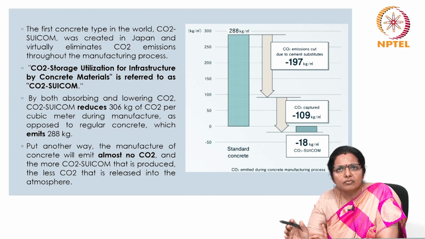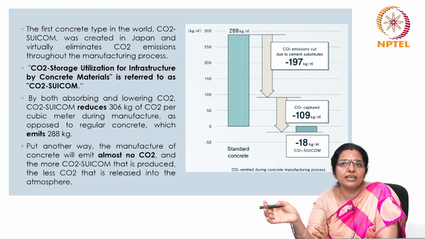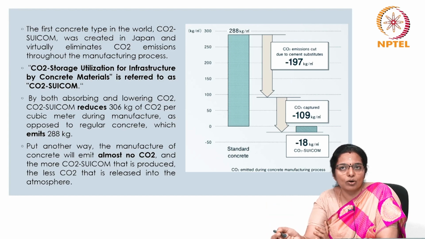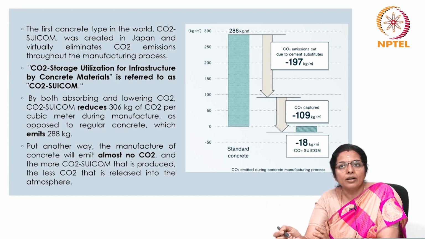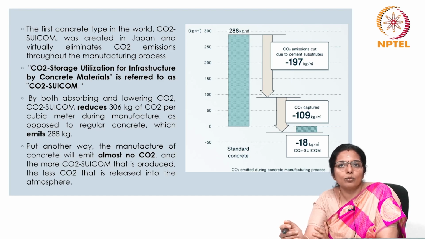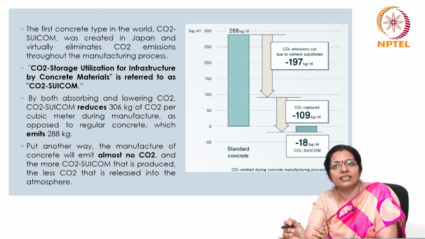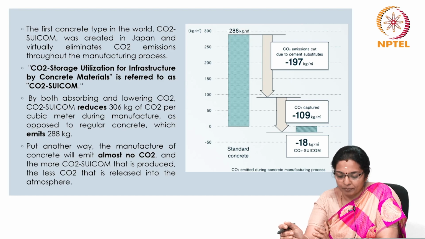Swayam reduces 306 kg of carbon dioxide per cubic meter during manufacture, as against the regular concrete, which emits 288 kg. Put in other words, the manufacture of concrete will emit almost no carbon dioxide, and the more carbon dioxide Swayam that is produced, the less carbon dioxide that is released into the atmosphere.